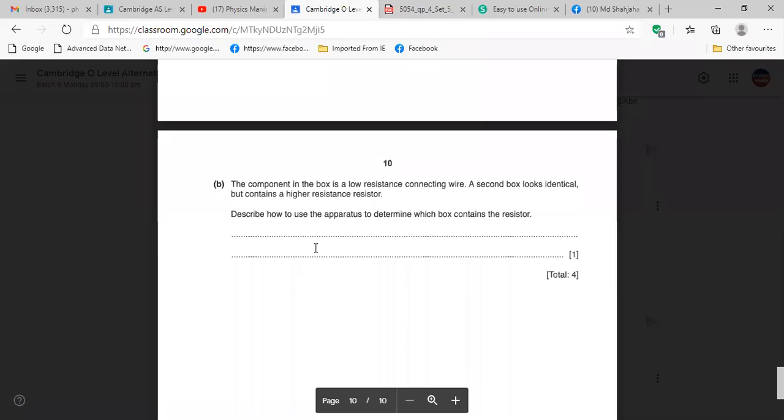So the light will be dimmer as there is less current flow. You write also this explanation. That will make you more confident about why it is dimmer, right?